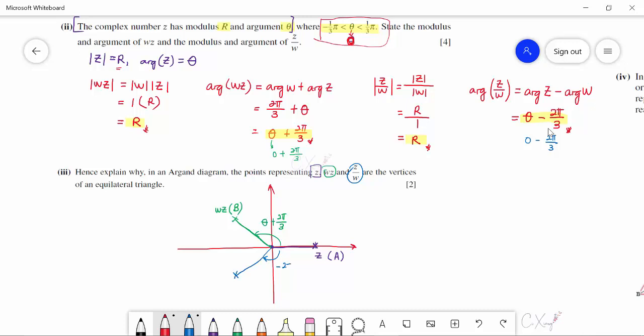This is negative 2 pi over 3. But originally it should be theta minus 2 pi over 3, just that we assume theta is equal to 0 in this case. All right. Now for this point, I will label it as C, which is Z over W. To make the explanation easier later, I will mark this center as 0.